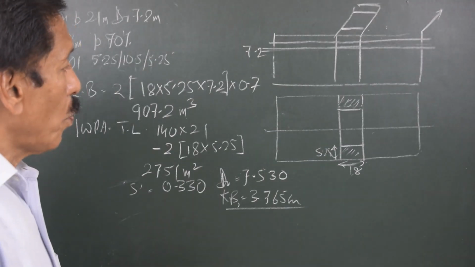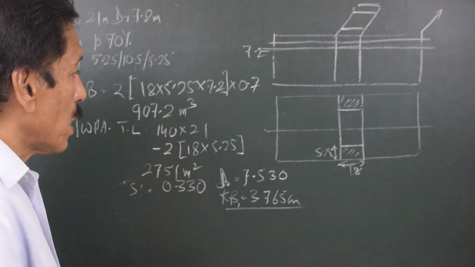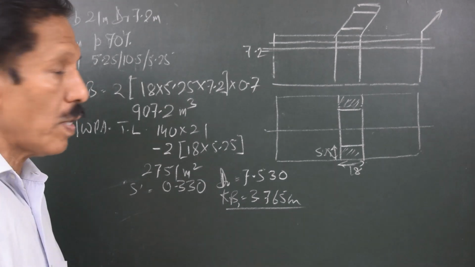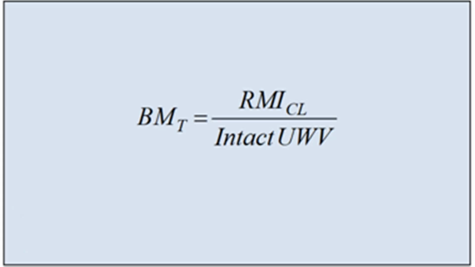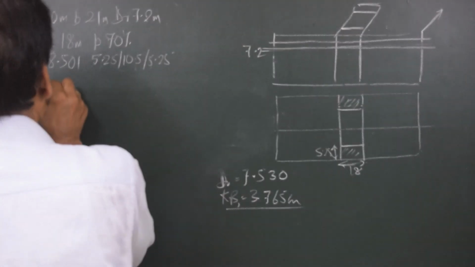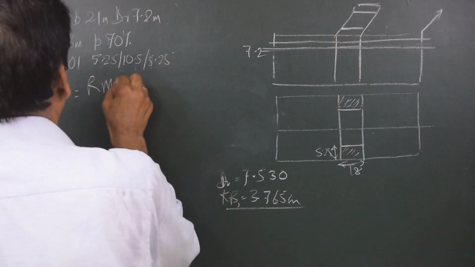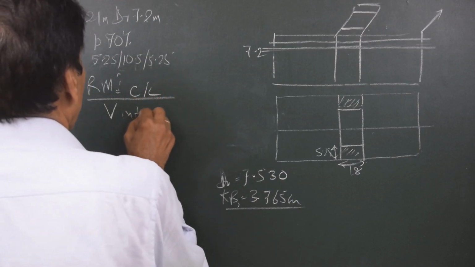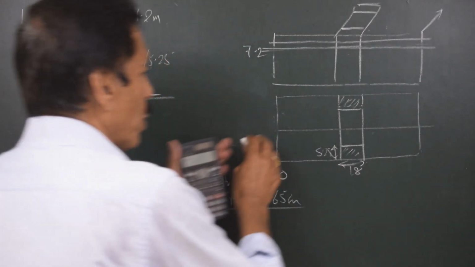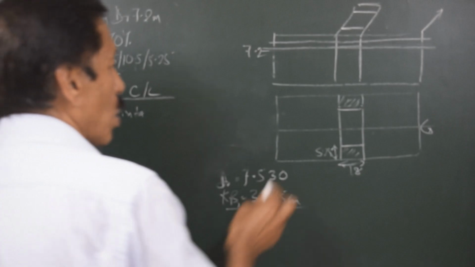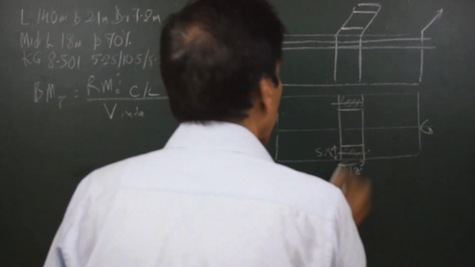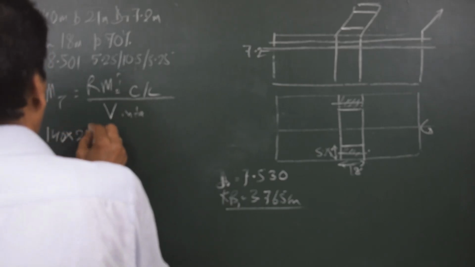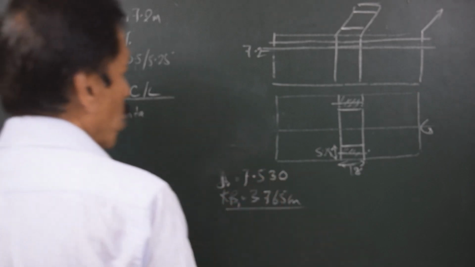Now we need to calculate the BM. To calculate the BM, our strategy is going to be the same. BM transverse is equal to the residual moment of inertia of water plane area about the center line divided by V intact. Residual moment of inertia is total moment of inertia about the center line minus lost moment of inertia about the center line. So total moment of inertia is 140 into 21 cube upon 12.